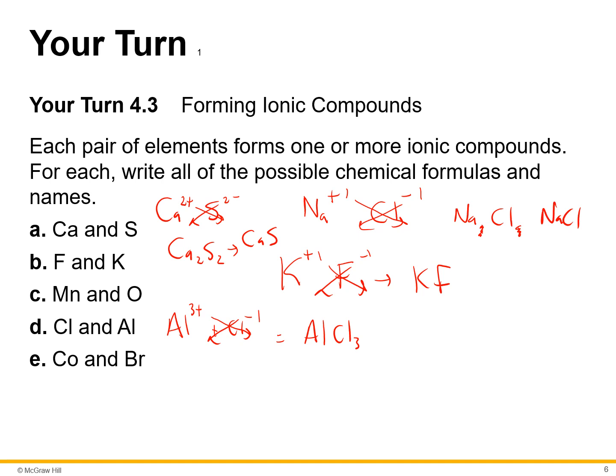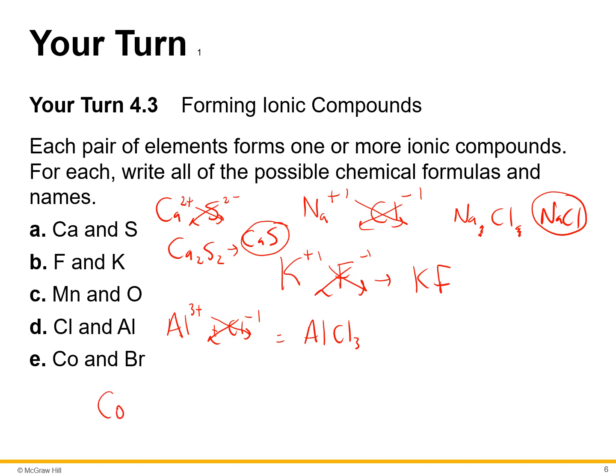They're asking for names, so let's try to name some of these now. Sodium chloride, ending -ide. Calcium sulfide, -ide ending. Potassium fluoride, -ide ending for the second element. Aluminum chloride. Again, don't use tri and mono because it's an ionic compound between a metal and a nonmetal. So aluminum chloride.